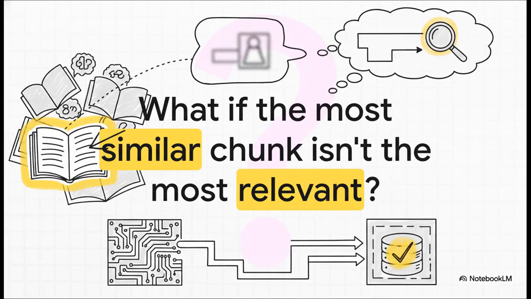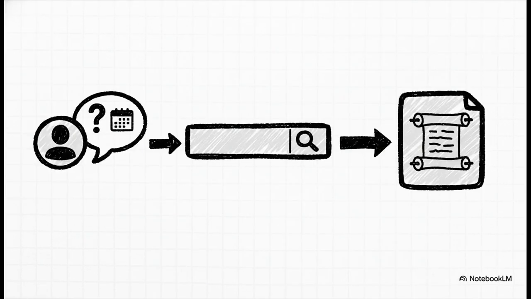But this brings up a really subtle but super important problem. Sometimes, the chunk that is most similar in meaning isn't actually the most relevant for answering a specific question. It might be on the right topic, but it doesn't actually have the answer. For example, let's say you ask, how many vacation days do I get? The first search might pull up a chunk talking all about the history of the company's vacation policy. It's similar, it's about vacation, but it doesn't actually answer your question.